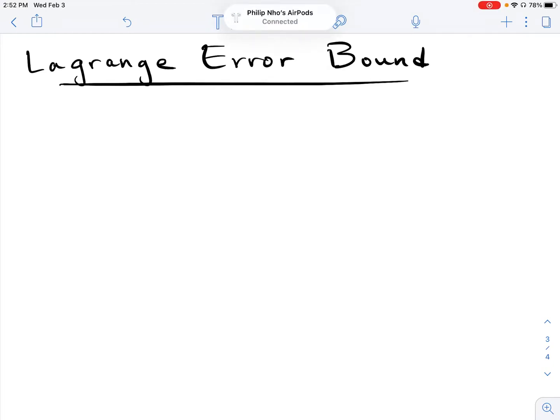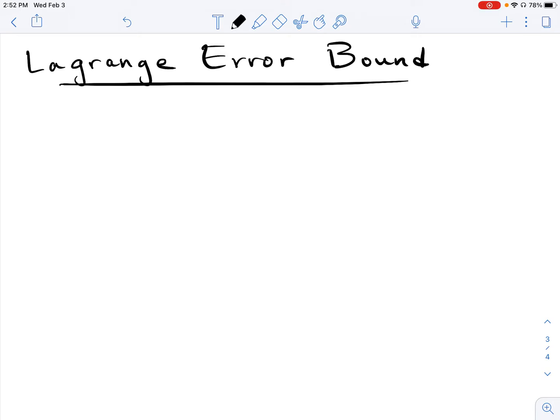So far, we've looked at how to find the error of a convergent alternating series using the alternating series error bound. Now, that begs the question, well, what do we do for other types of series that are not alternating? And the answer will be to calculate what we call its Lagrange error bound.